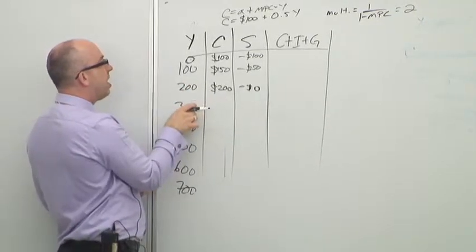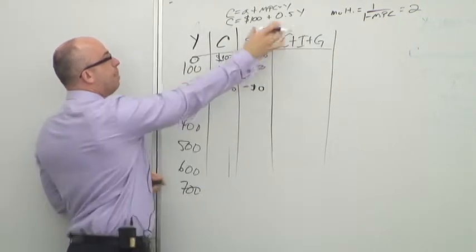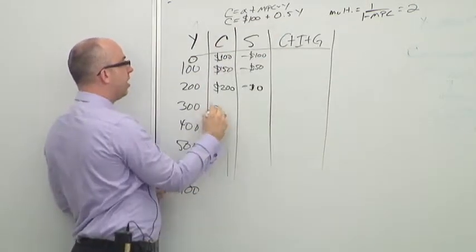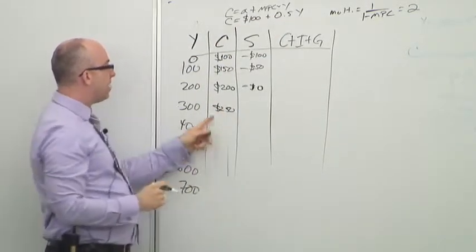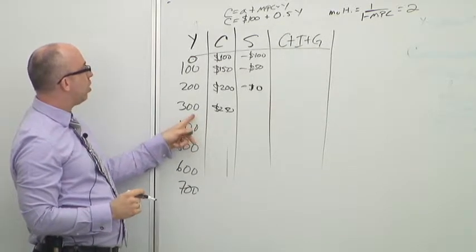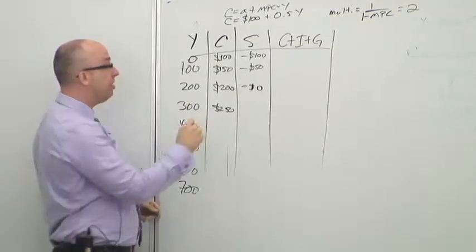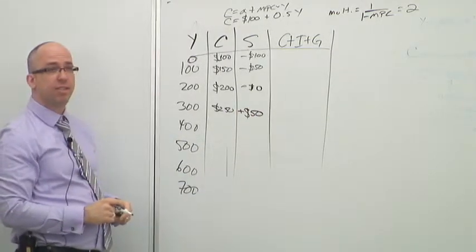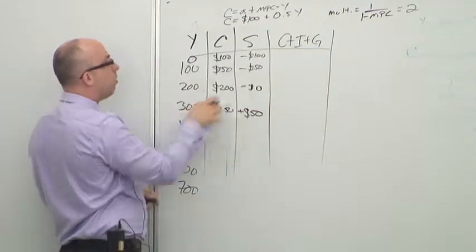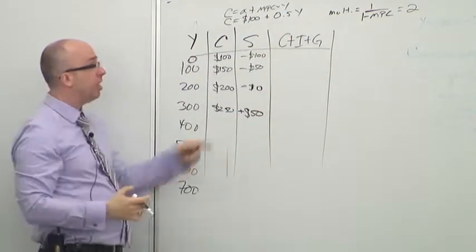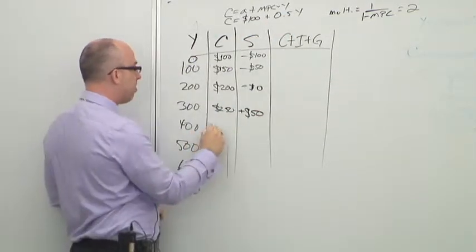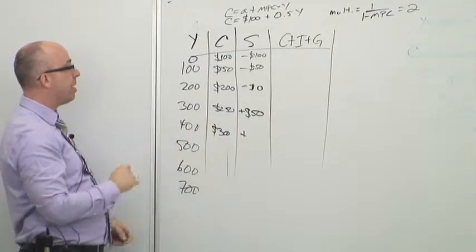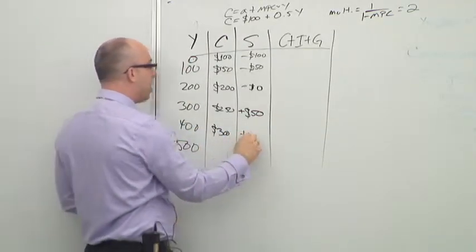If I earn 300, I'm going to spend $150 plus 100. So now I'm earning 300 and I'm spending 250. I have $50 left to put into savings. I can continue. 400, I spend half, or 200, plus 100 is 300. And now, because I am earning 400 and spending 300, I am saving 100.